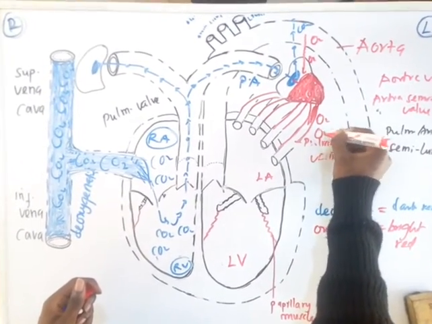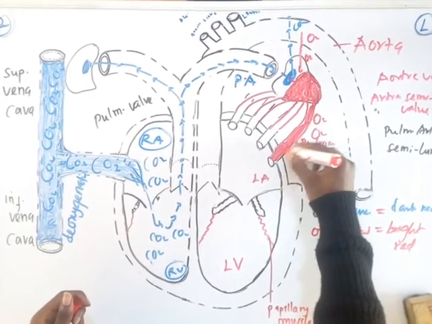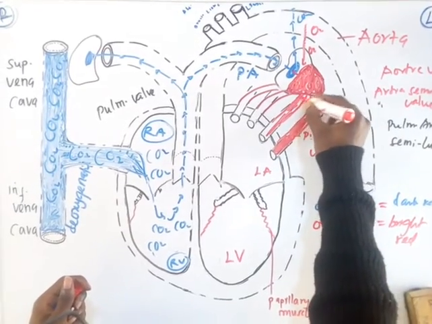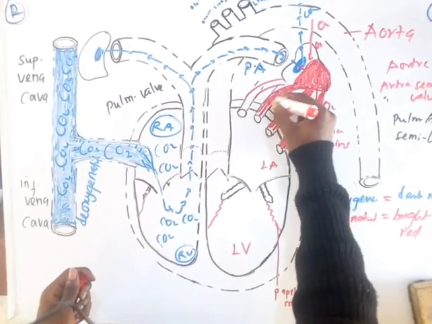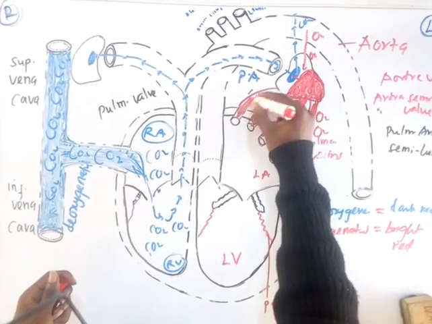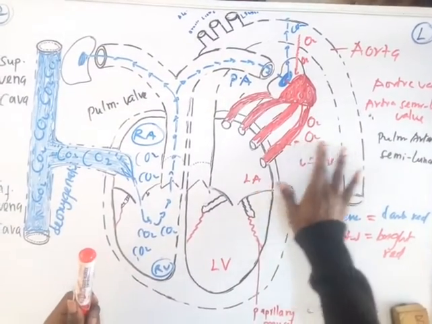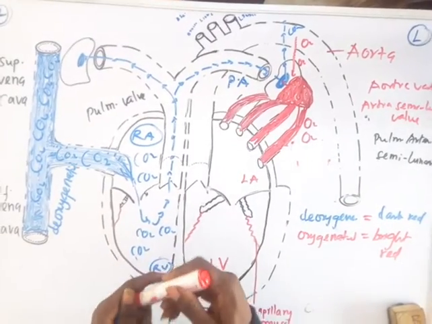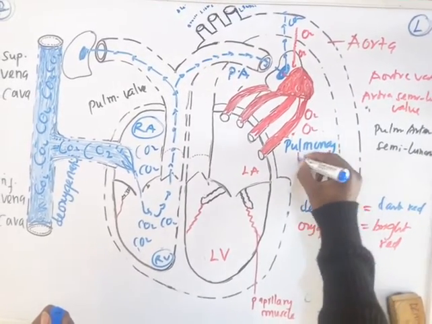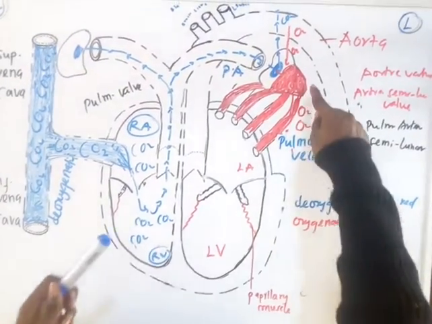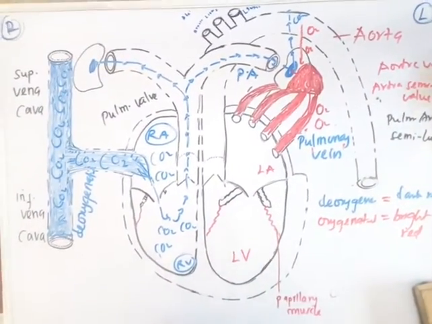When the blood is oxygenated, it is O2 blood, and it goes to the left atrium. The vessel is called the pulmonary vein, because it carries oxygenated blood from the lungs to the heart. Pulmonary veins, and we have four in humans.